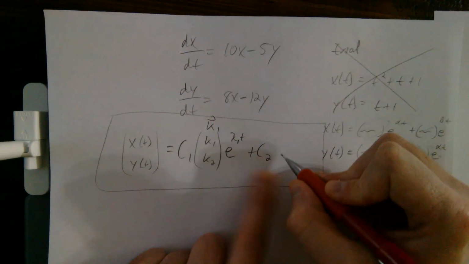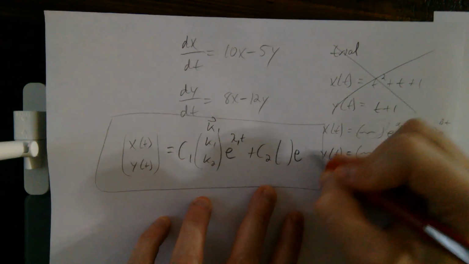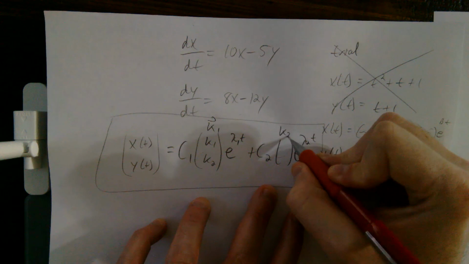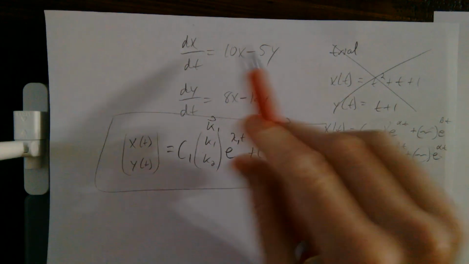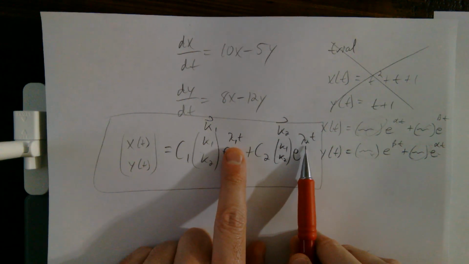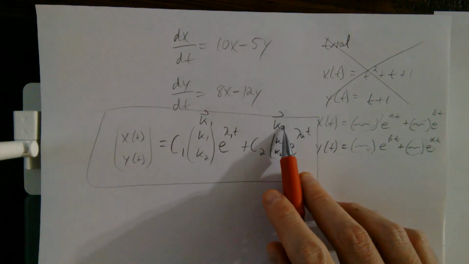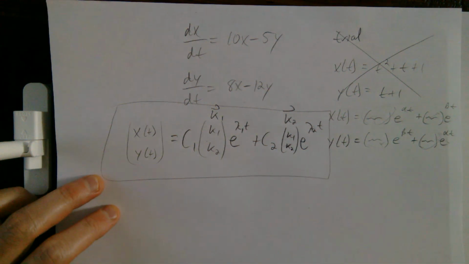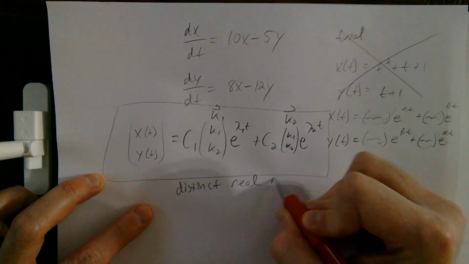And we'll have a second eigenvalue of our characteristic equation. This is if our characteristic equation has distinct real roots, then we'll have two distinct real eigenvalues. And so this will be the general solution for that, where each eigenvalue has its own eigenvector, which has its own x and y components associated with it. So this is going to work for distinct real roots.